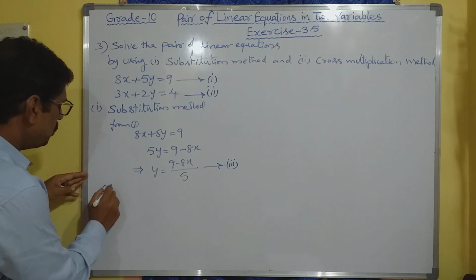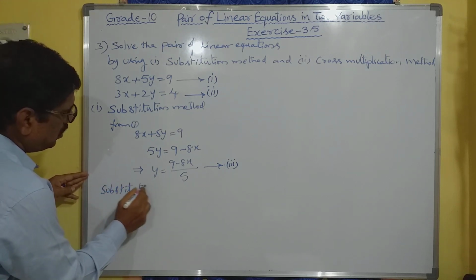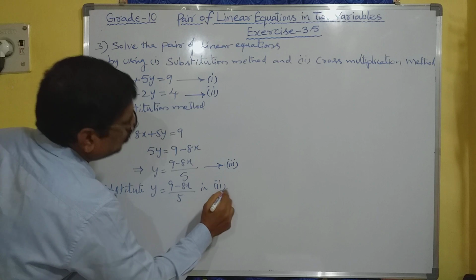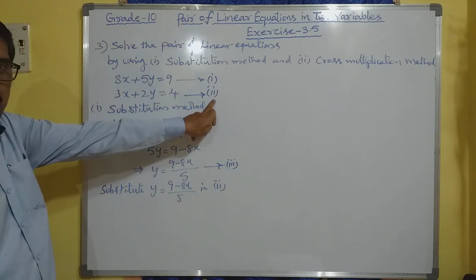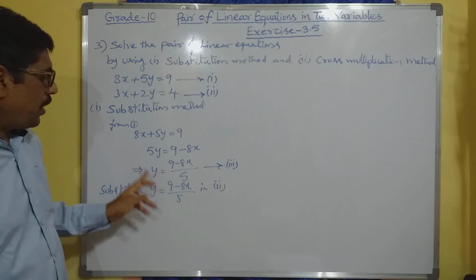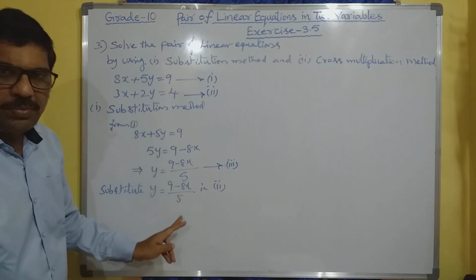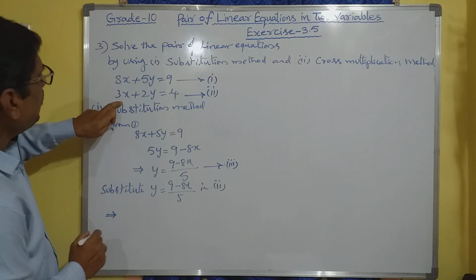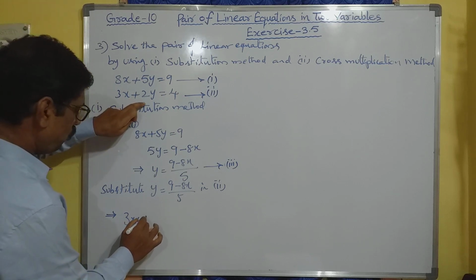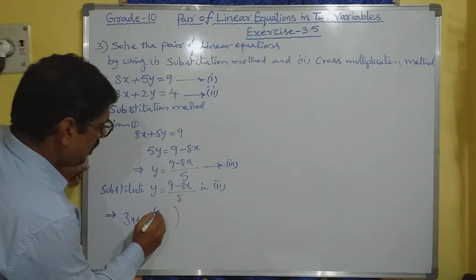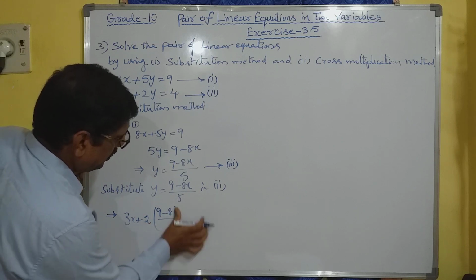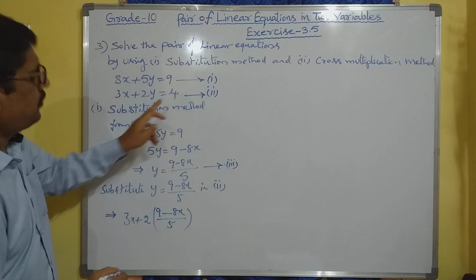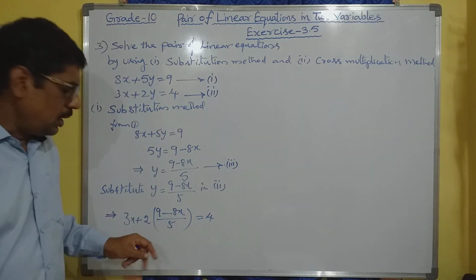Now substitute y is equal to (9 minus 8x) by 5 in equation 2. In the second equation we have to substitute the value of y we get from equation 1. Then we get, what is the second equation? 3x plus 2y, and what is the y value? (9 minus 8x) by 5, is equal to 4. Let us simplify this.